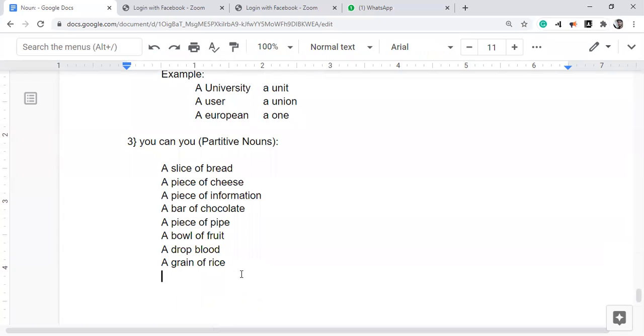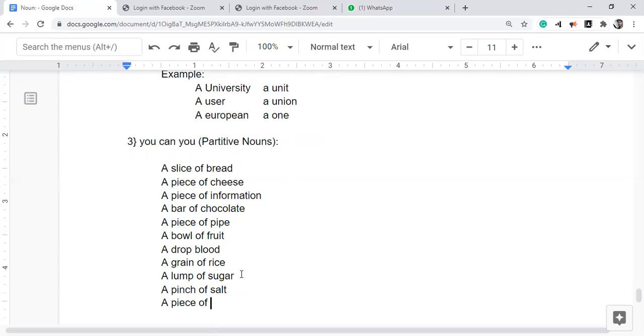Okay, give me example like that. For example, a lump of sugar. A lump of sugar. A pinch of salt. Okay, a pinch of salt. A piece of furniture. Okay, a piece of furniture.